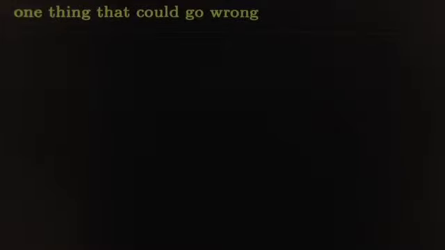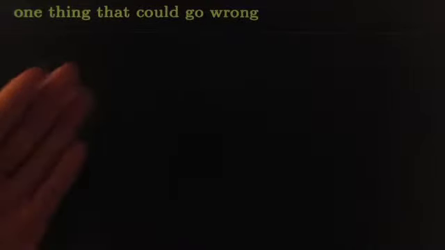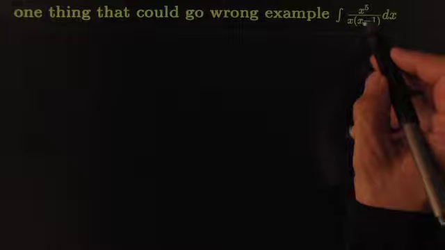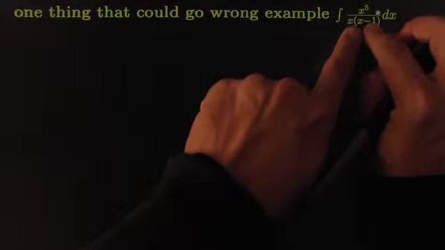Alright, so here we go. One of the things that could go wrong sometimes with partial fraction decompositions, not necessarily that it goes wrong, but one of the things you should be cautious about is that often you start off with an example or an integral where the top is a higher degree than the bottom, higher or equal.